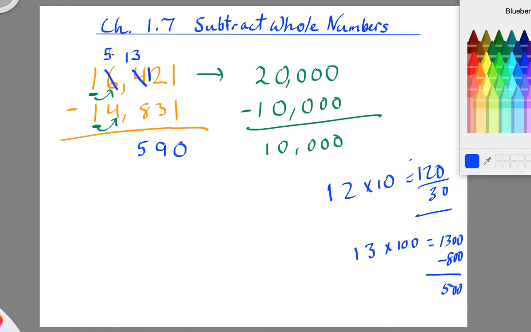Alright, now we're just going to keep going, and it looks like we're done with borrowing or renaming. 5 minus 4 is 1. 1 minus 1 is 0, so we're just done. So 1,590 is the number that we got, and our estimate was 10,000. And you know, I guess that's close enough. It's pretty close.